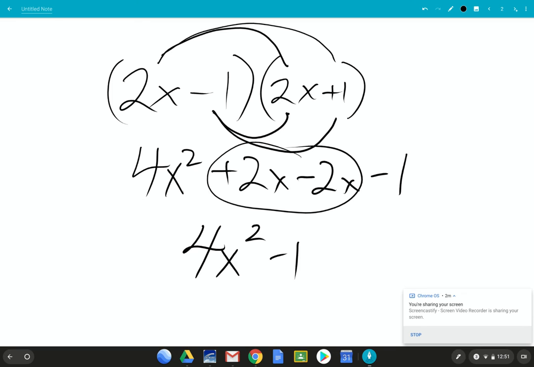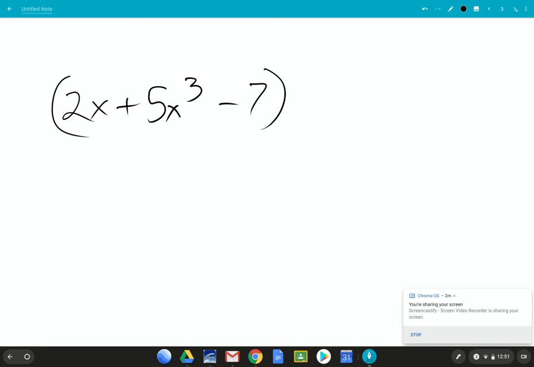Okay, there's some problems like that in the assignment. And then I threw in some ones at the end that are like this. They're irritatingly not listed in order. I love negative 7s, I guess.